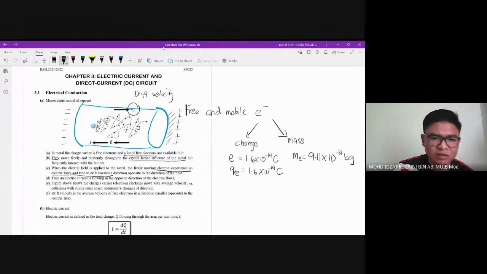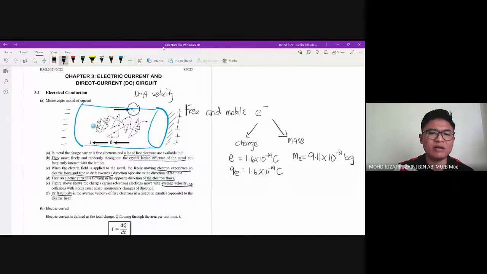Okay, and then apa yang berlaku sebenarnya? Okay, bila mana adanya gerakan electron flow, maka adalah kita punya electric current macam tu. Okay, so this electron flow sebenarnya dia bergerak dengan satu average velocity, kita panggil sebagai drift velocity. So begitulah. Okay, so kamu kena faham setiap point yang saya letakkan dalam nota inilah.